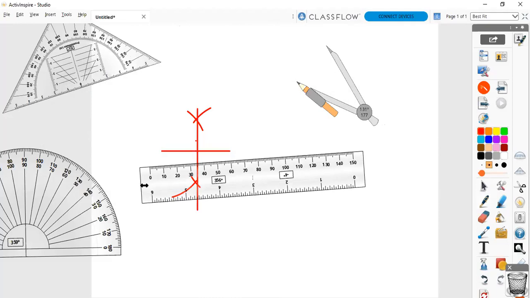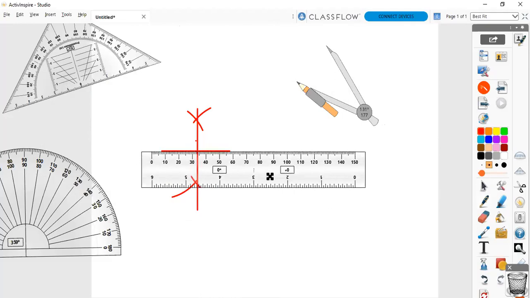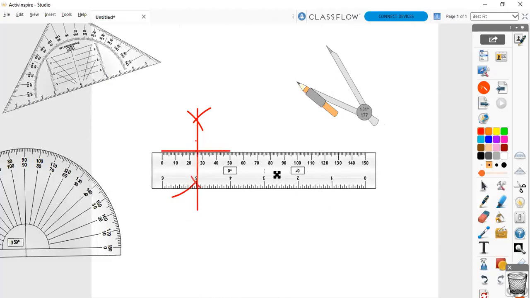You can also measure this thing. The bisection is at, you can see, 25. Here it is at 25 when we have marked the point. So here you can have the bisection of a line.